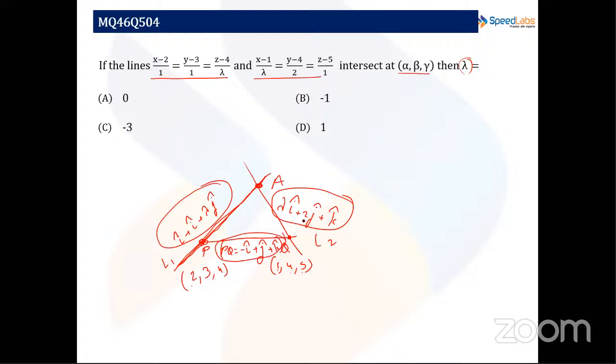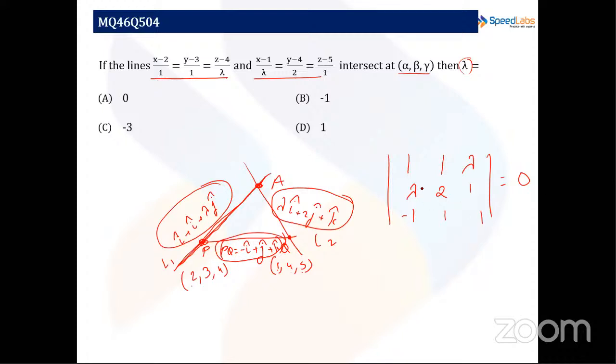These three vectors are lying on the same plane. So for three vectors to be coplanar, the determinant value of their coefficients is 0. So we will be getting the determinant with rows 1, 1, lambda; lambda, 2, 1; and minus 1, 1, 1, equal to 0.